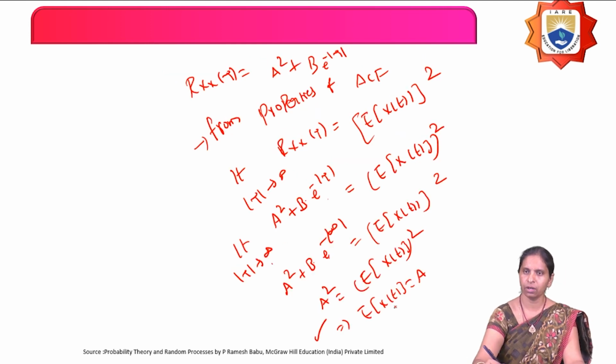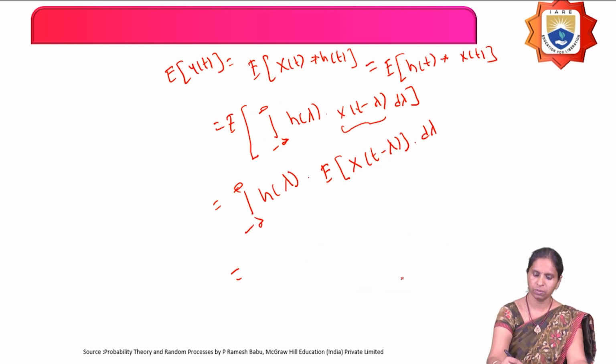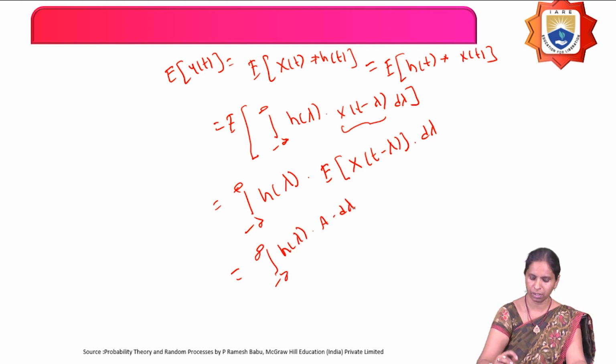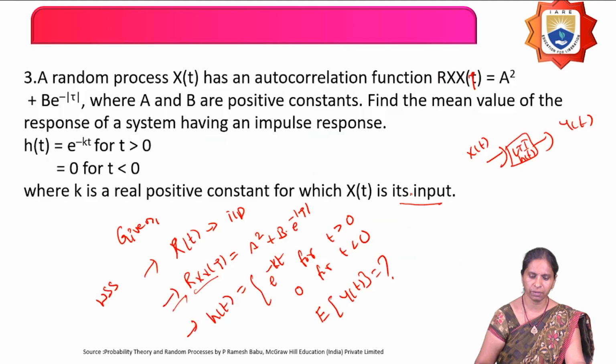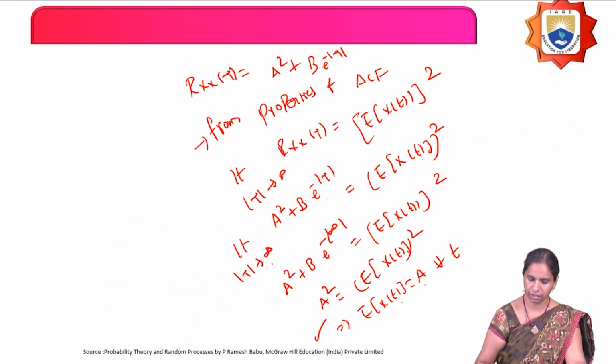So we got E of x of t equals a. It means it is not depending upon t. For all values of t it is the constant a only. T may be anything, so for t minus lambda also it is a only. Therefore, this value equals the integral from minus infinity of h of lambda into a into d lambda. That equals the integral, and what is h of lambda they have given? E power minus kt.